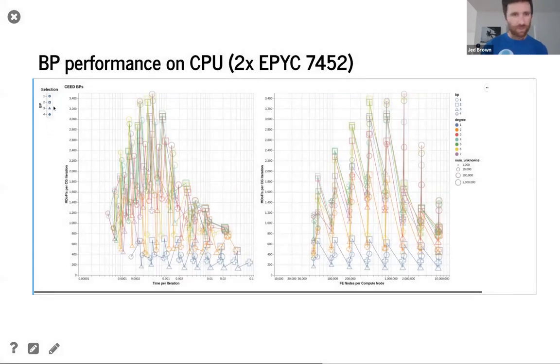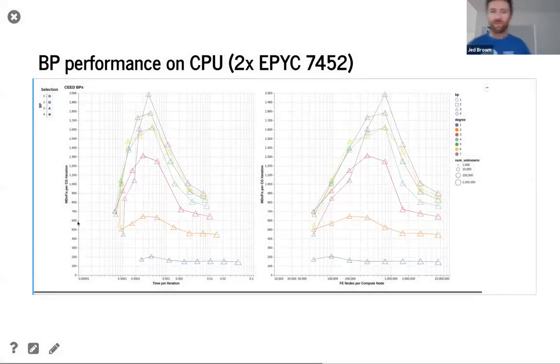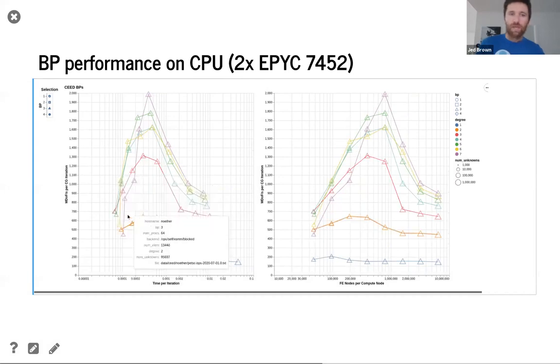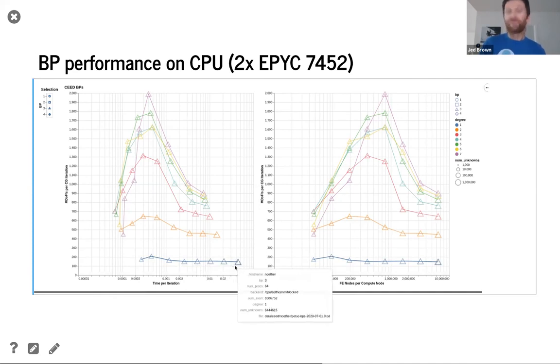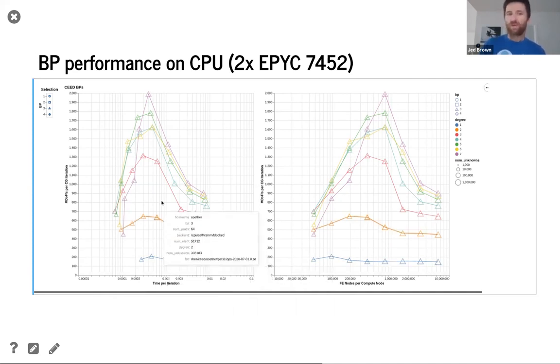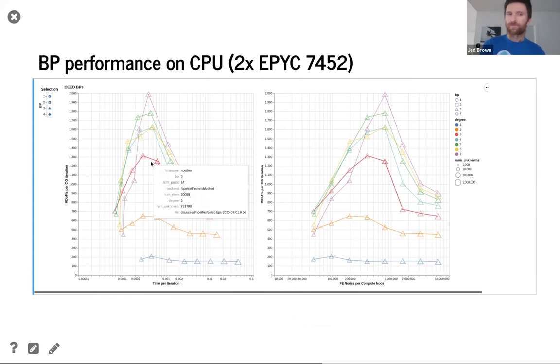And briefly checking out some of the performance. On the left here, I have time per iteration, and on the right, it's the problem size per compute node. Up is more efficient in both cases. And so we see our lowest order methods, this is running on a CPU, are very inefficient. As we go to high order, they get more efficient.